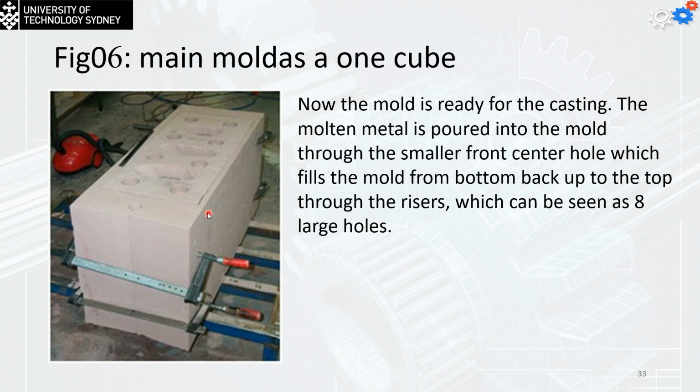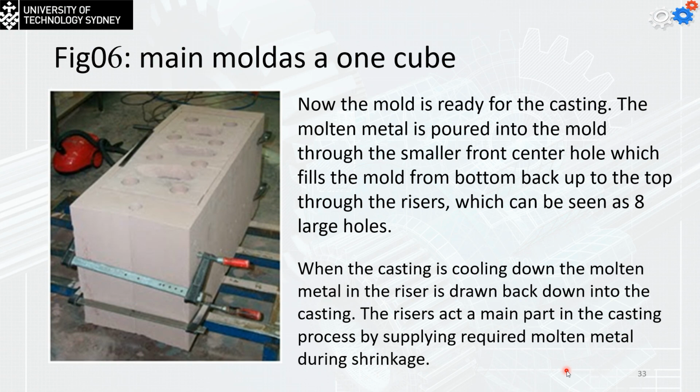The molten metal is going to be poured into the mold through the smaller front center holes, as you can see here, 1, 2, 3, 4, 5, 6, 7, 8 holes. Here we are going to have some of the air, and these 8 points are going to be the inlet for the metals, and we have some vents to prevent the turbulence of the molten metal inside. So we said that we are going to pour the metal in the mold through the smaller front center holes, which fills the mold from the bottom back up to the top through the risers, which can be seen as the 8 large holes on the side.